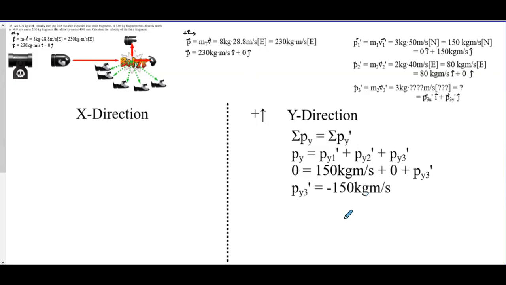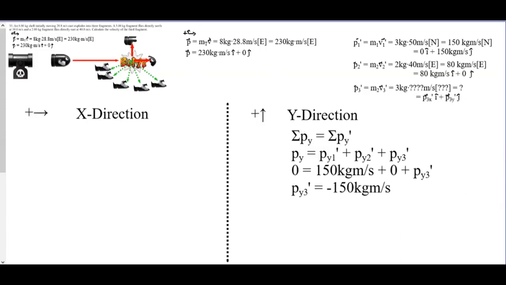fragment should be a total of 150 up on the vector arrow there. There should be vector arrows all the way down. It's just I got lazy. So we should have 150 kilogram meters per second acting vertically. Negative means it's going south. So that's something we'll talk about in a moment. Next, you can go to your X.